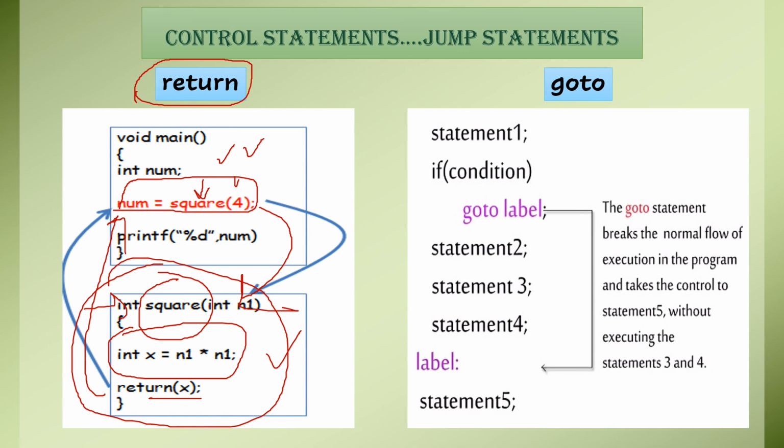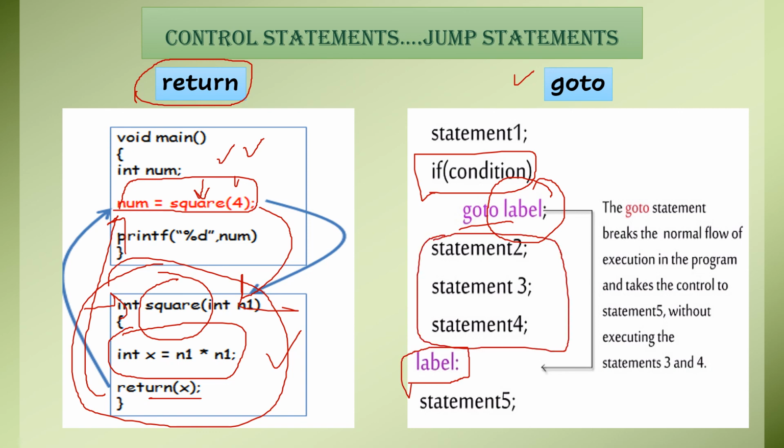Here is goto. Goto means if this condition gets satisfied, then goto label. It will search for the label, which is written with this colon sign, and it will skip all these statements and directly jump to that label, and the statements written after that label will be executed.